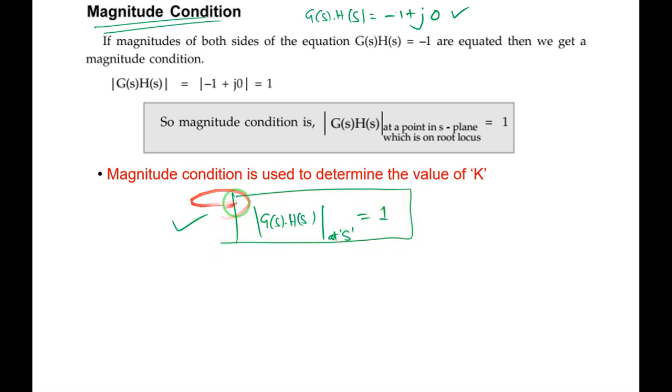So this is the magnitude condition. One statement I will make, please be careful, listen attentively. From this magnitude condition, I can determine the value of k, the system gain. I can determine the value of k.